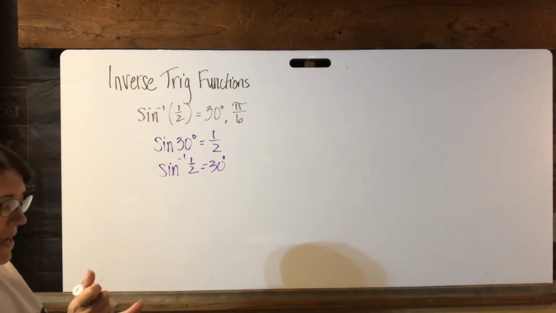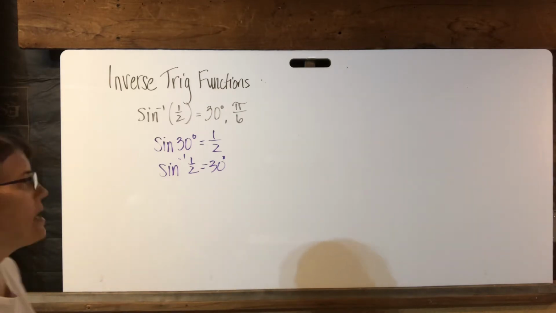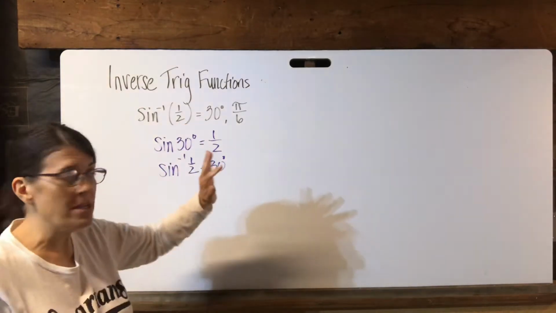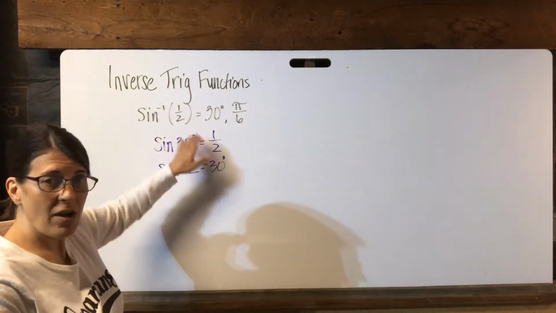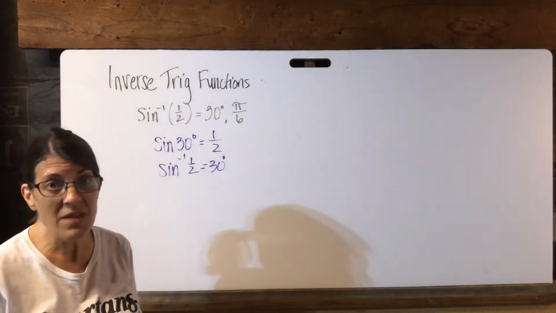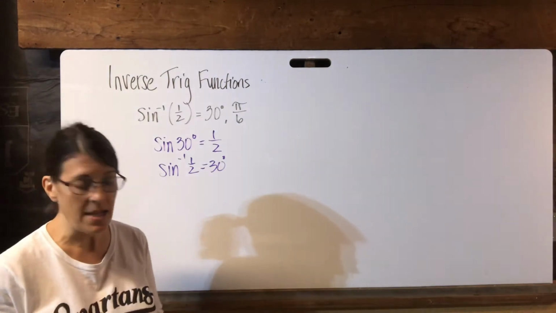Okay, so what if the value that you're given for the sine or the cosine or whatever it is, is not 1/2? What if it's 5/13? What if it's 3/5? So we're going to look at that in today's lesson.